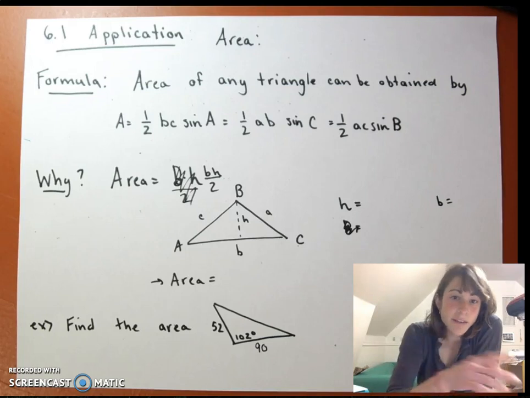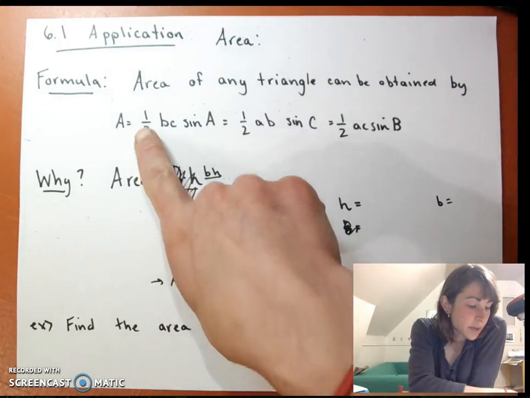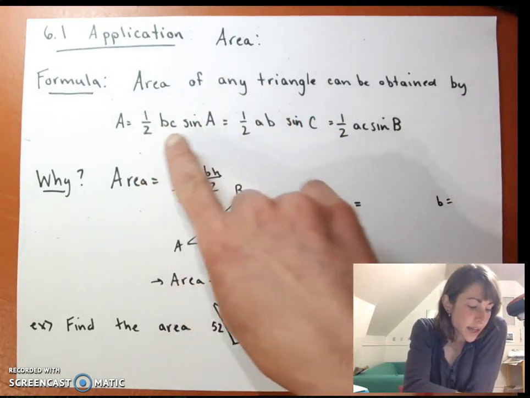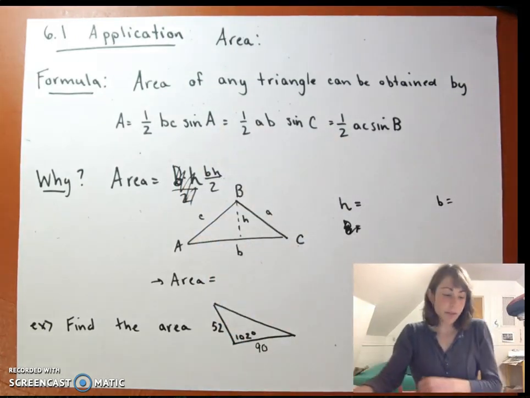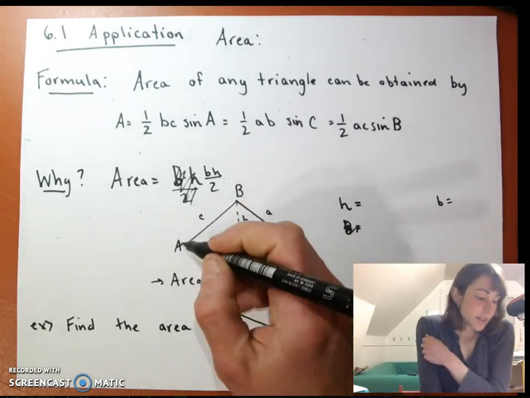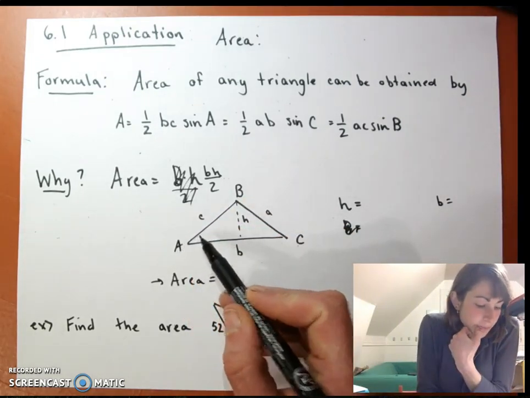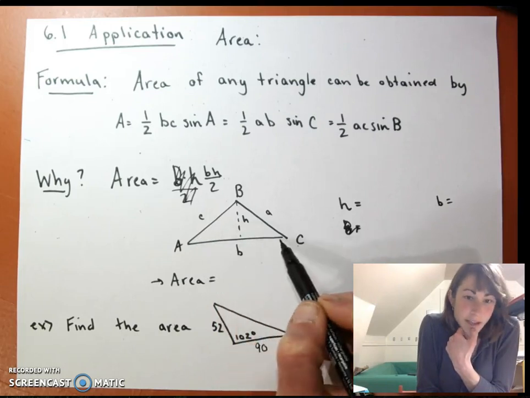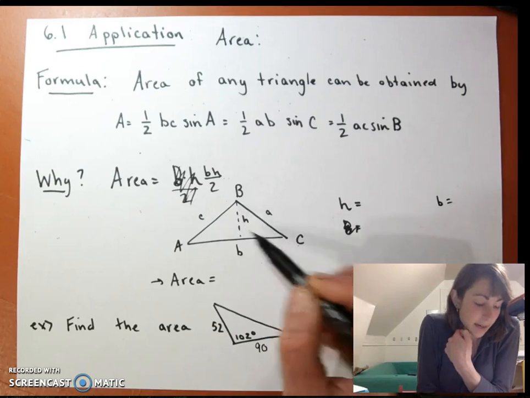So the area of any triangle can be calculated by taking 1/2 side B times side C times the sine of A. So remember how we label this triangle. Capital A represents an angle. Side B is the side opposite angle B, and side C is the side opposite angle C.